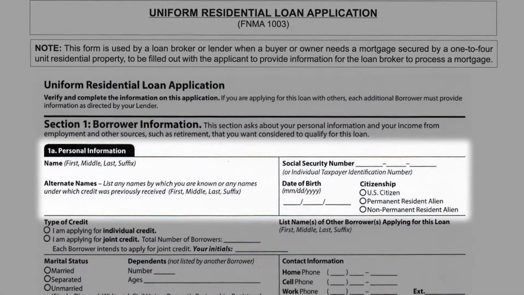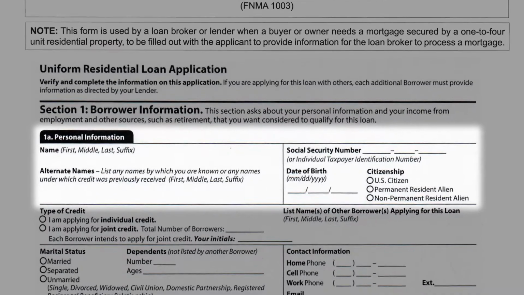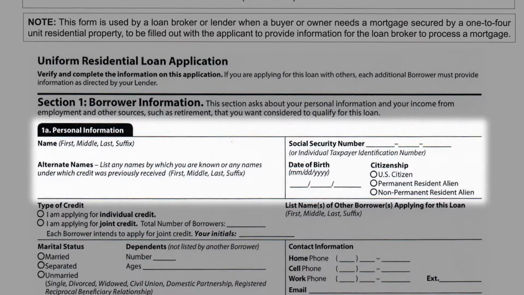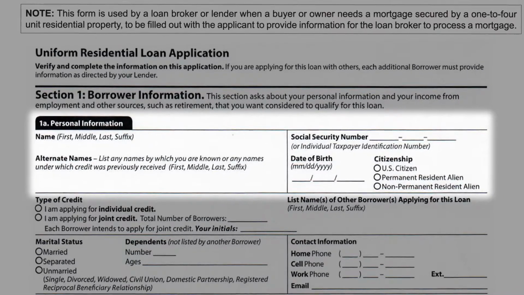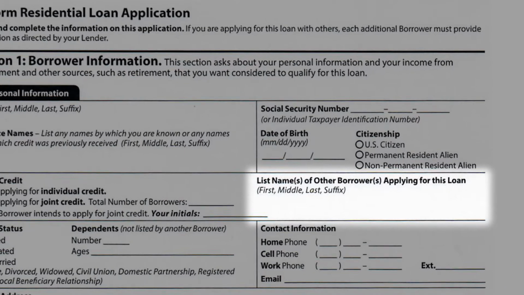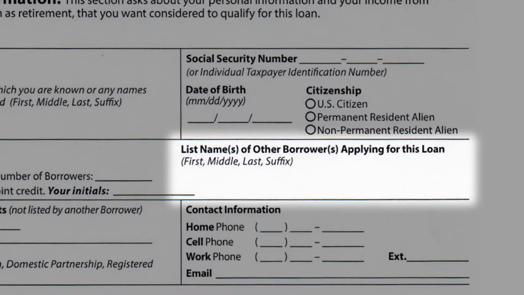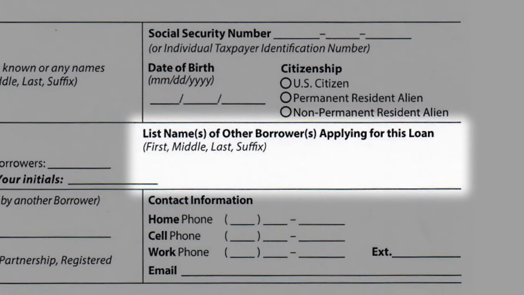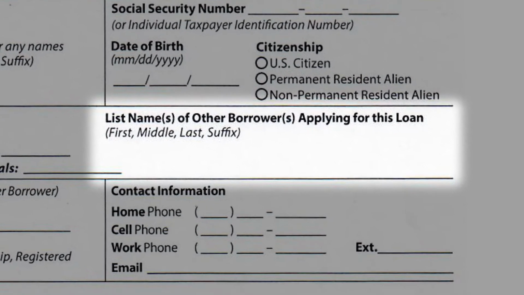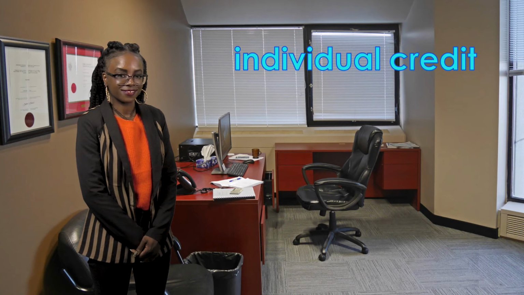Information identifying the buyer, such as their name, alternate name, social security number, and date of birth, is entered towards the top. Also noted is their citizenship status. Space is left to insert any co-borrower information if the income, assets, and liabilities of a co-borrower are to be considered for mortgage qualification purposes. Thus, the borrower is asked to indicate whether they are applying for individual credit or joint credit with a co-borrower.